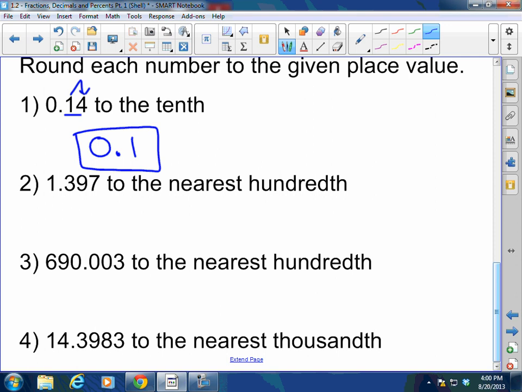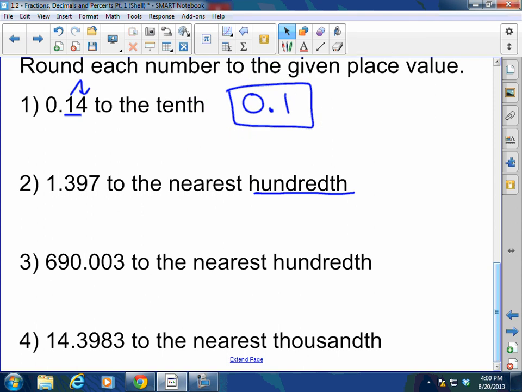1.397, rounded to the hundredths. Sorry about that. Let me move this because now it's going to be a little bit difficult. The hundredths place here is right here, the 9. I look at the number to the right. That number is a 7. That is larger than 5. So this 9 is going to go up by 1, becoming a 0. I'm going to have to carry the 1 because it went up by 10. So this is going to become 1.4.